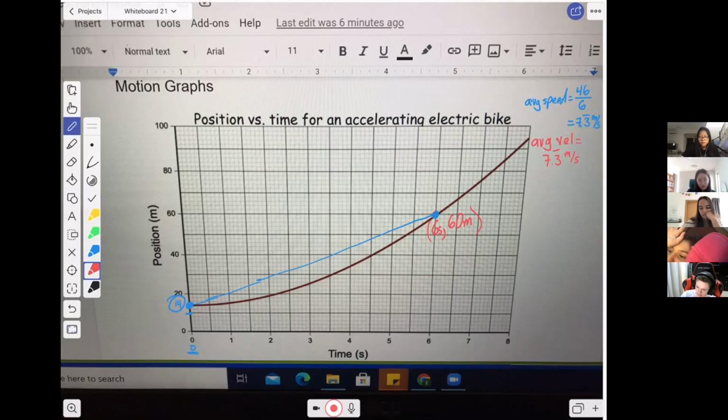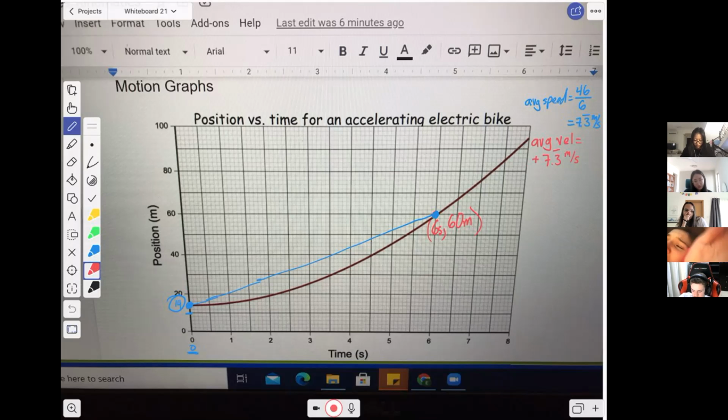What's the one thing that velocity would have that speed does not? Direction. We have to make sure that it has a direction. Now, you may say, well, it's already positive. Does that count? Yeah, probably, but you definitely want to be safe.